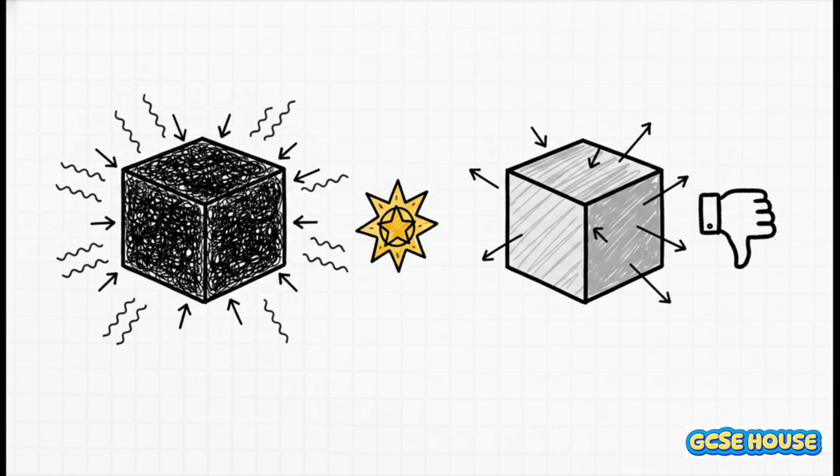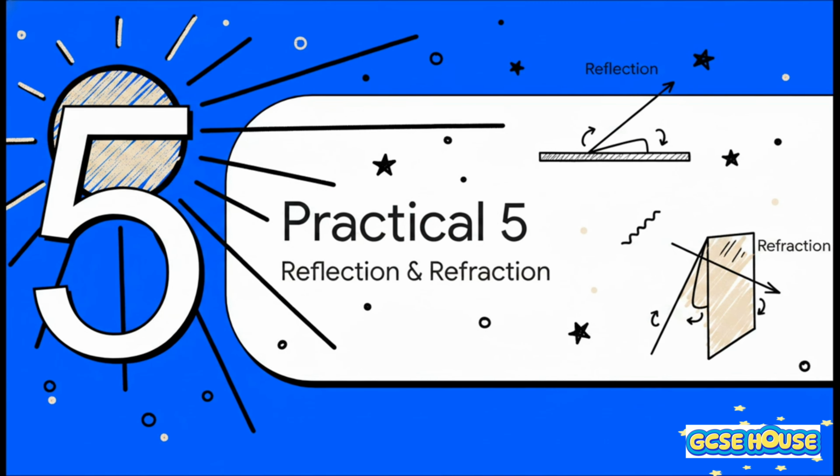And the big exam takeaway, the one thing you absolutely have to remember, the best surface for both emitting and absorbing infrared radiation is always matte black. The worst is shiny silver. That's a guaranteed mark right there. Okay, our final practical. And a quick heads up, this one's for separate science students only. It's all about what light does when it hits a surface.